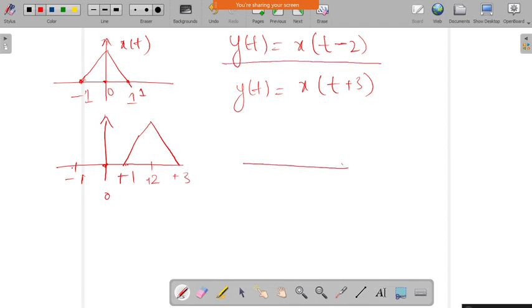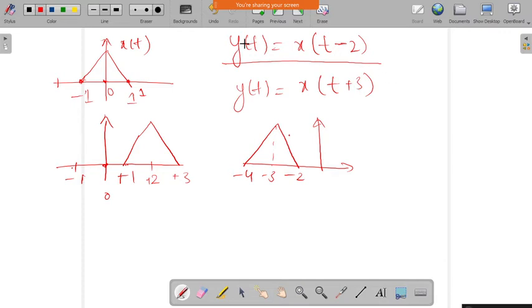Similarly, if I shift in the negative side, how much do I need to shift? It is 3 value: 1, 2 and 3. So it will start from minus 2, then minus 3 in between, and then minus 4. So this is x of t plus 3, where the signal is shifted by an amount 3 in the negative side.